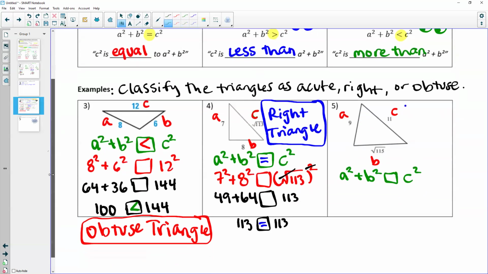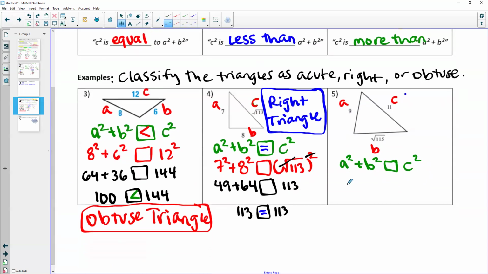Well, going through this process here, my A is 9, so I'm going to plug it in as 9 squared, plus B is the square root of 115. So I like to put it in parentheses, and then I square it. And we're comparing that to C, which is 11, and we're going to square the 11. So as we work this out now, 9 squared is 81, plus, well, we just mentioned earlier that if I square a square root, it cancels out, leaving you with just 115. And we're going to check how that compares to 11 squared, which is 121.